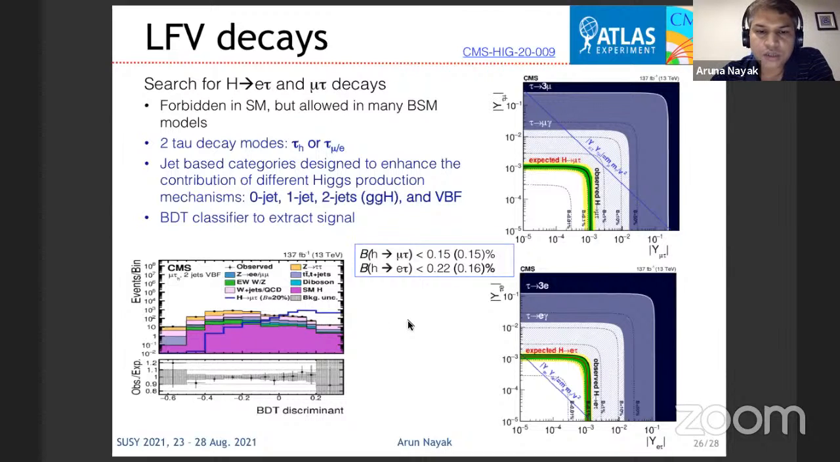The limits are obtained on the branching fraction. The limit on Higgs going to mu tau is less than 0.15%, and Higgs going to e tau is less than 0.22%, which is then translated, or interpreted, in terms of Yukawa couplings. You can see that the limit on Yukawa couplings is of the order of 10⁻³ for both.